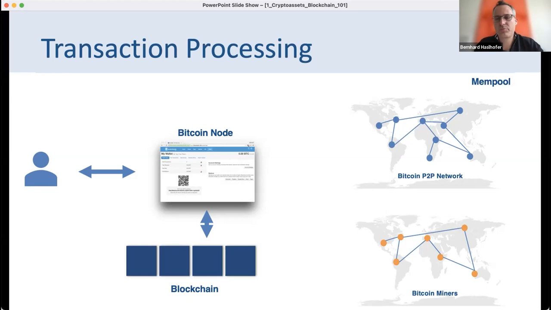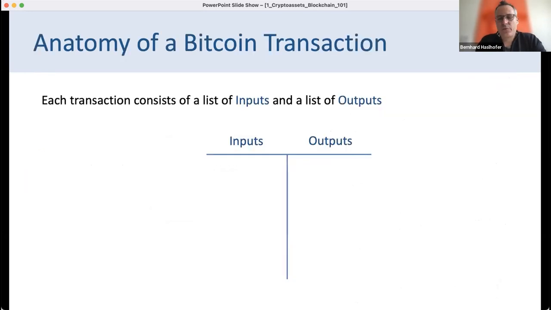Within this global Bitcoin peer-to-peer network, there are special nodes called the so-called miners, and they are responsible for processing transactions. So what they do is they are basically listening to this mempool, see if there are any pending transactions, collect those pending transactions, and then try to find a block using some mechanism I will explain later. And as soon as they found a block, that means as soon as they process the transaction, they broadcast the found block to the entire global Bitcoin peer-to-peer network, and each node in the system, also the node I was directly interacting with, then synchronizes itself with this blockchain. So this is the high-level bird's eye perspective on how transaction processing works in Bitcoin.